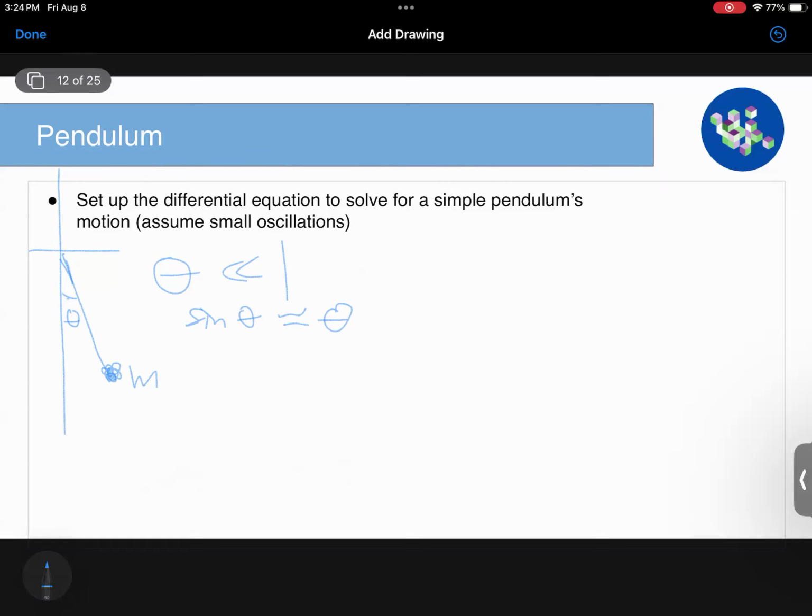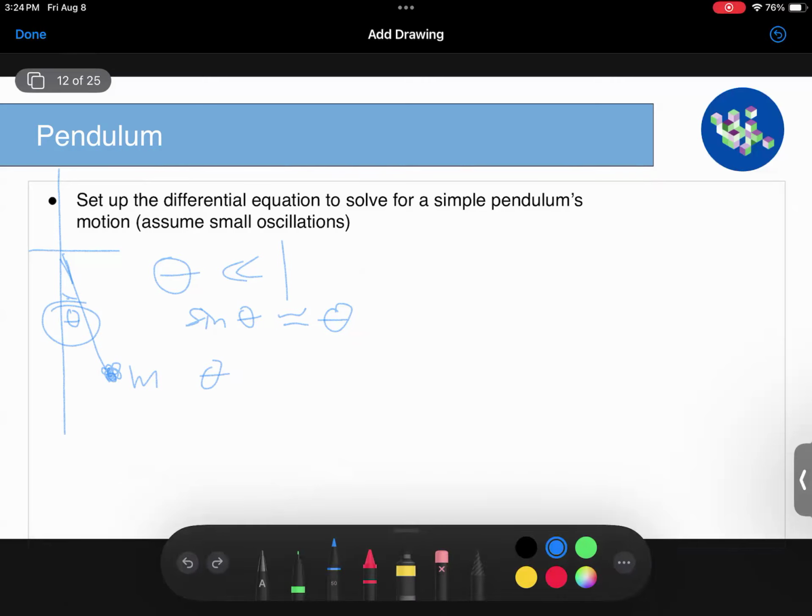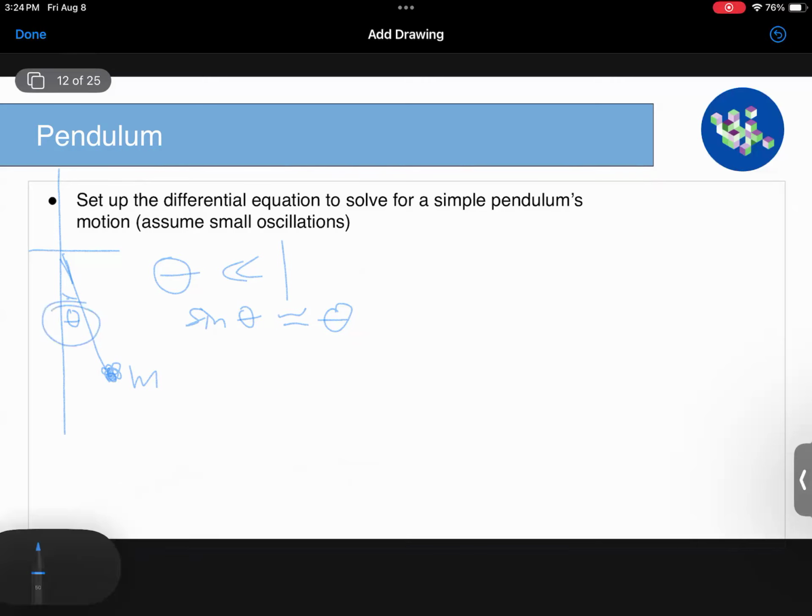Does anyone want to step up and give it a shot? Here's a hint. It won't be an F equals ma equation. It will be torque equals your moment of inertia times your angular acceleration. So basically, we're trying to solve for the angle theta as a function of time. We want to solve for theta(t). Anyone want to give it a shot? You're welcome to unmute or type it in the chat. I'll give you guys 30 seconds.